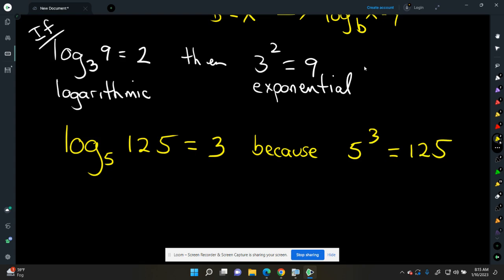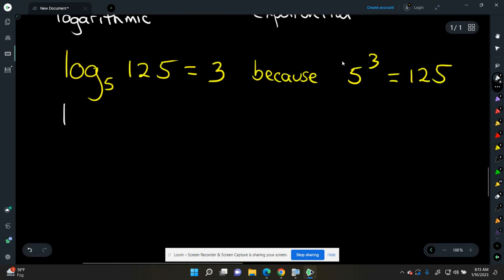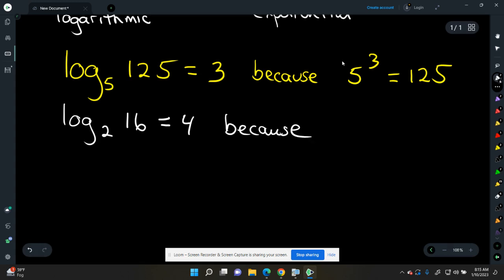Okay. How about, let's look at log base 2 of 16. Log base 2 of 16. Mika, what do you think? 4. Why is it 4? There you go. It's 4 because 2 to the 4th equals 16.